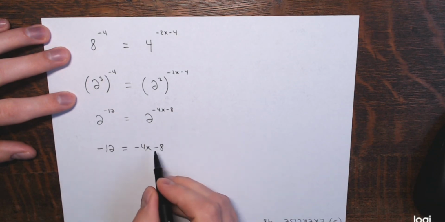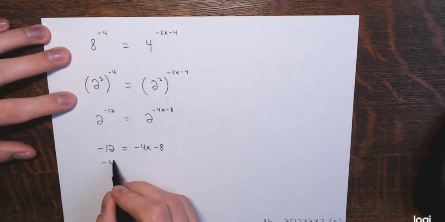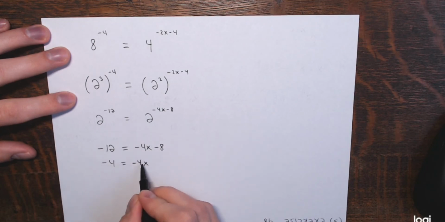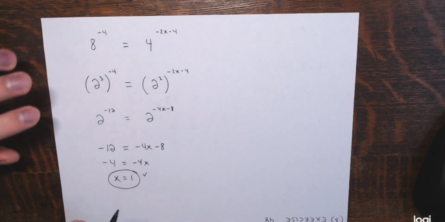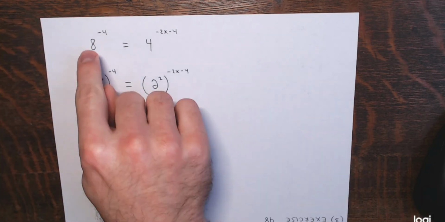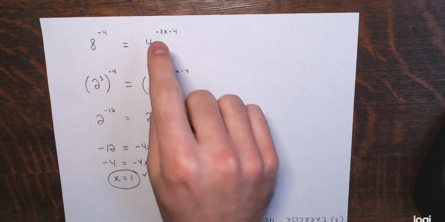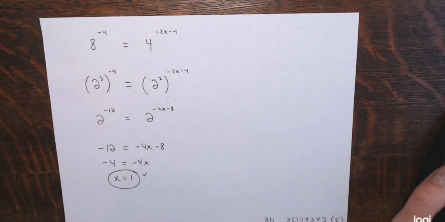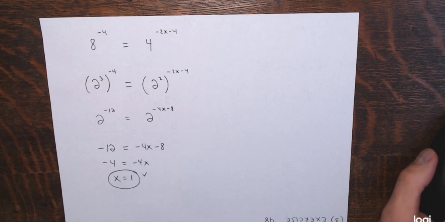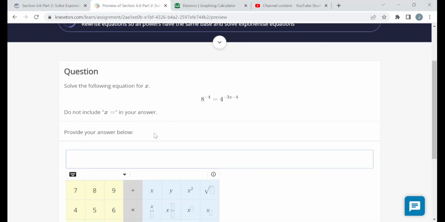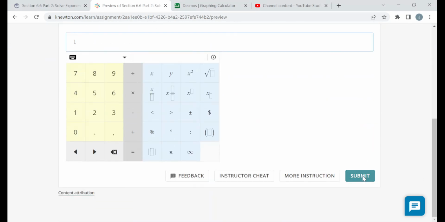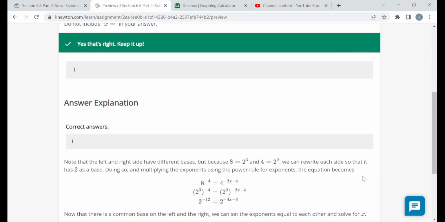Then I add 8. We have negative 4 equals negative 4x. Divide by negative 4. x must be positive 1. And you can check that out. It should work. The 8 to the negative 4 on the left, 4 to the negative 6th on the right. Those do have the same value, especially if you change both to base 2, you'll see that they're the same. Alright, so the solution is 1 here. Great.